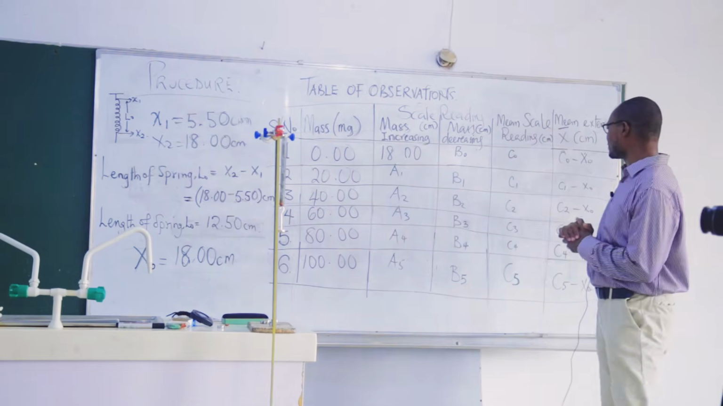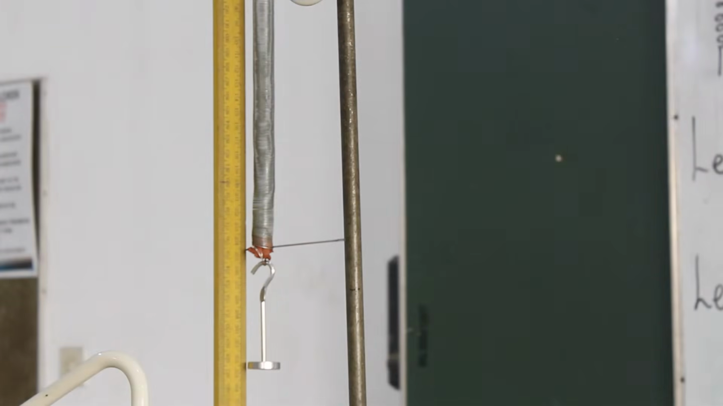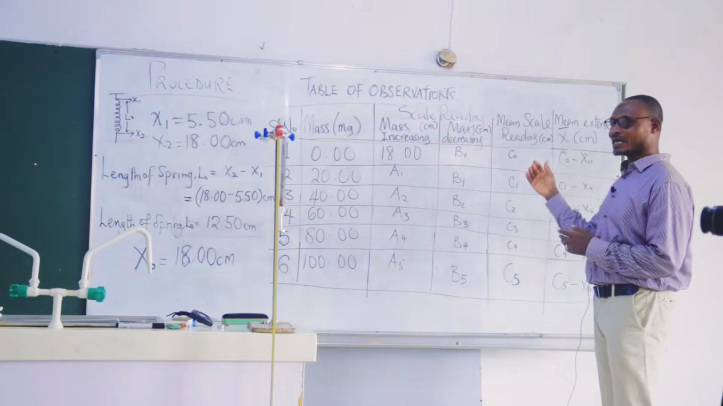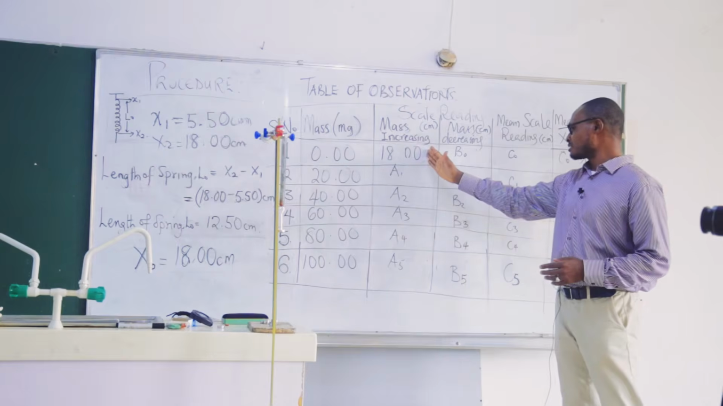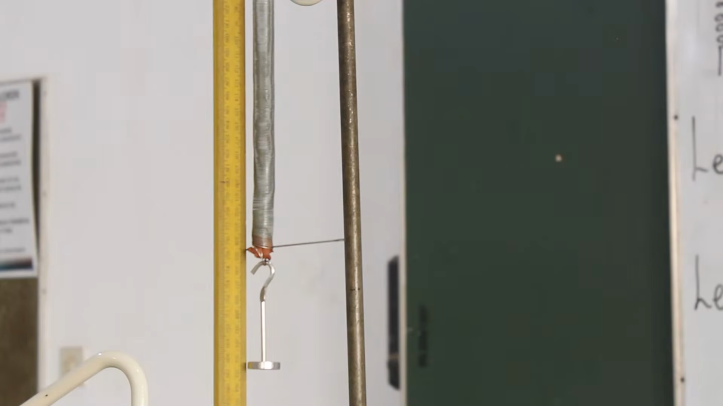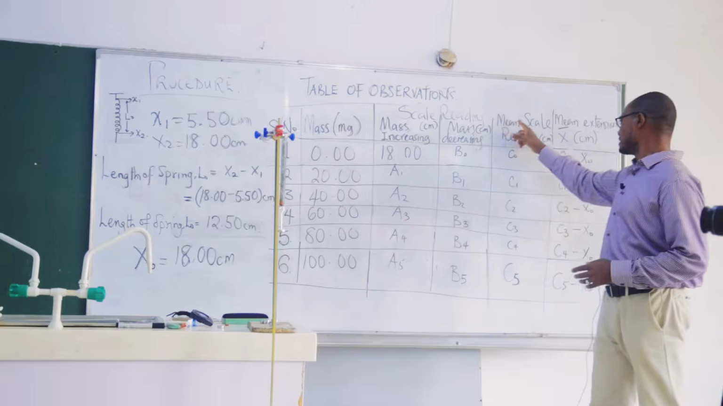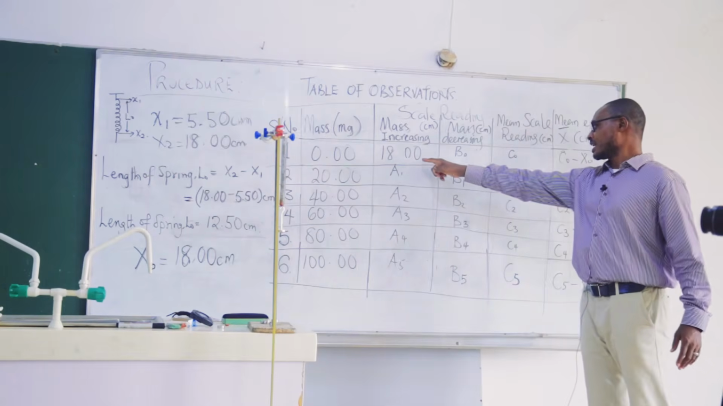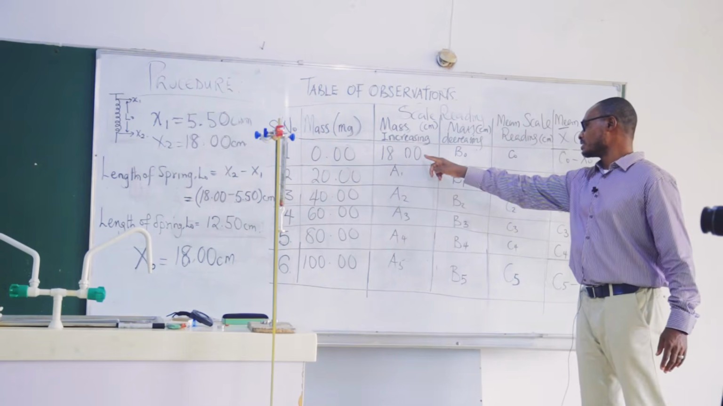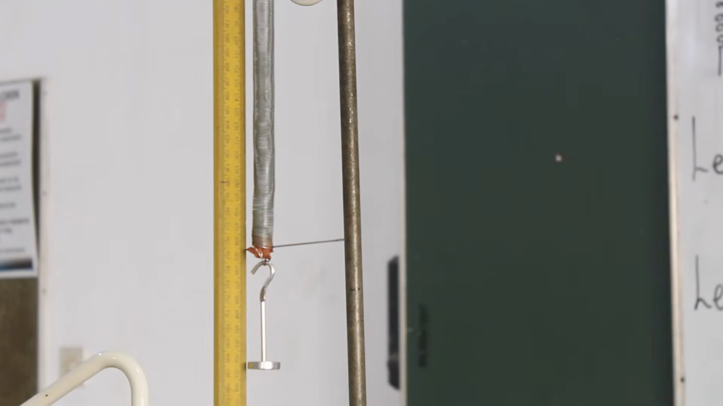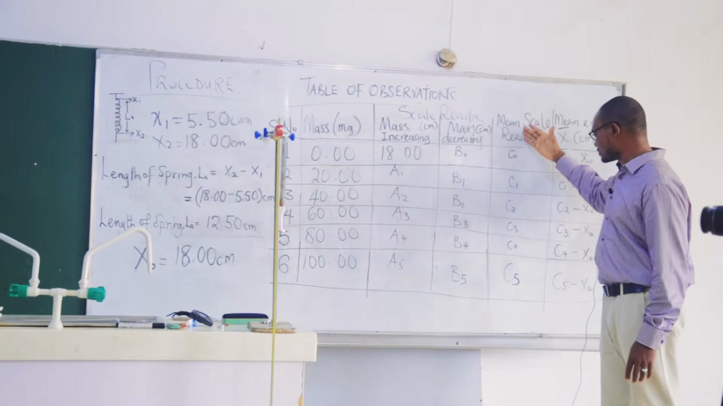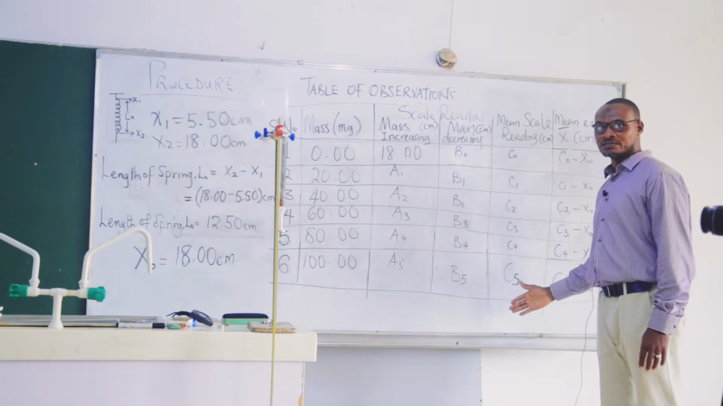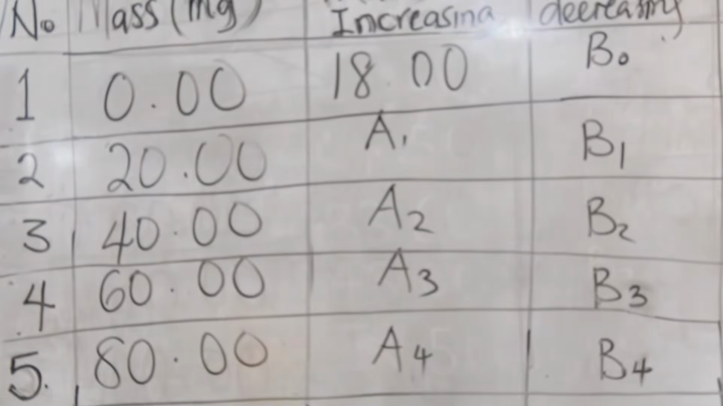Then we now look for the mean scale reading, so the average of these two readings. Because when you look at this, the value here should be very close or almost the same as this. So the mean scale reading is going to be the addition and the mean of 18.00 and B naught. That will give you your C naught. Then the same treatment applies down the column here.